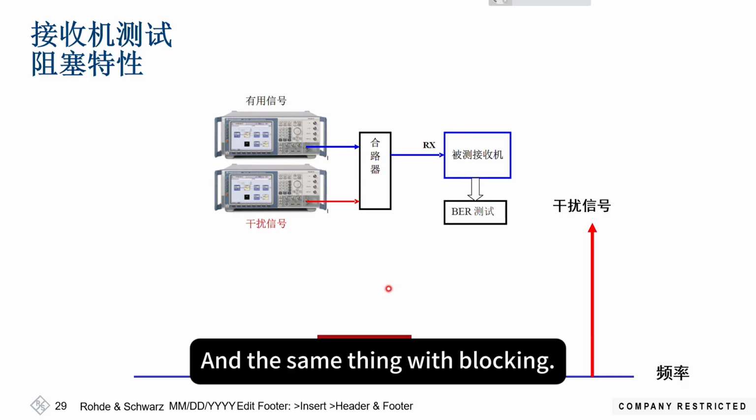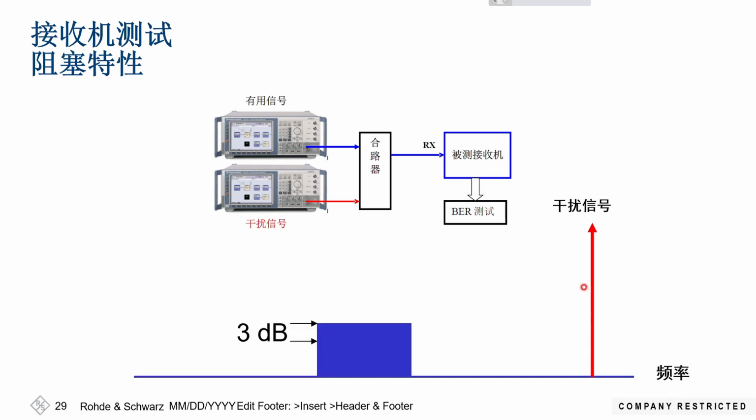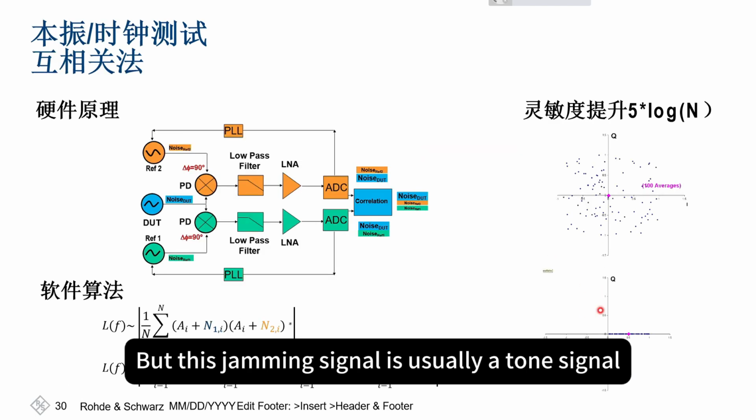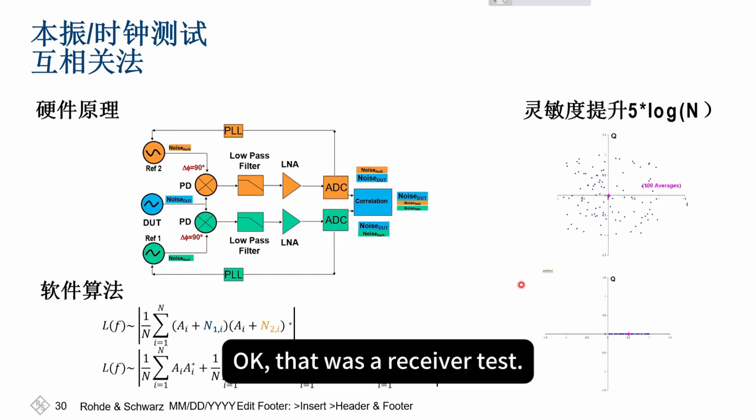And the same thing with blocking. Blocking is the application of a larger interfering signal next to the useful signal. But this jamming signal is usually a tone signal. Okay, that was a receiver test.